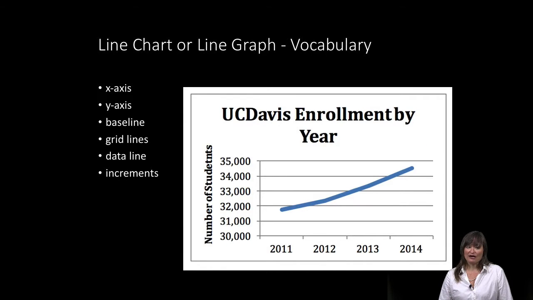Let's look at some vocabulary with line charts or line graphs. So we have the x-axis going across the bottom there, horizontally. We have the y-axis vertically going up the left side. The baseline refers to the line that's along the bottom of the graph. There are grid lines that go parallel to that baseline. There's the data line, which is the marked points and the straight lines that connect those.